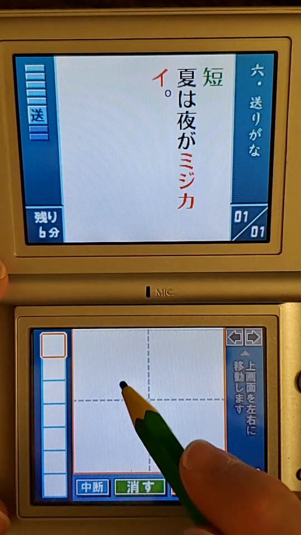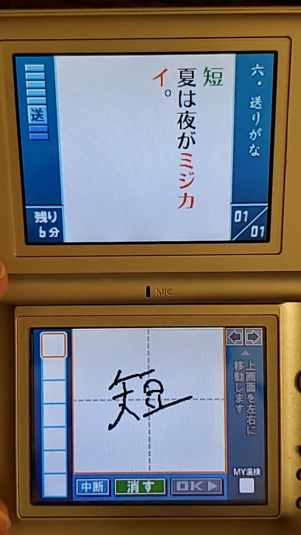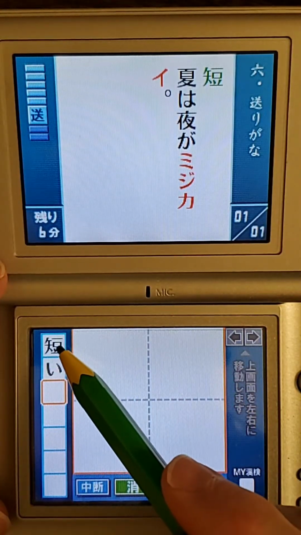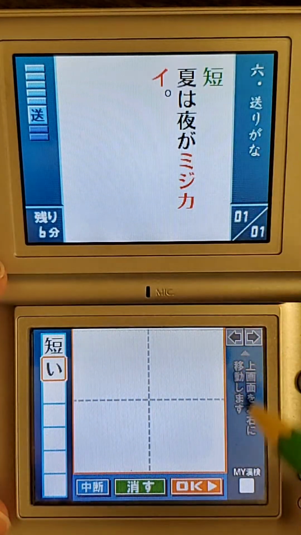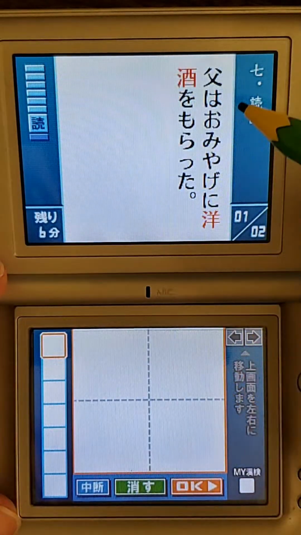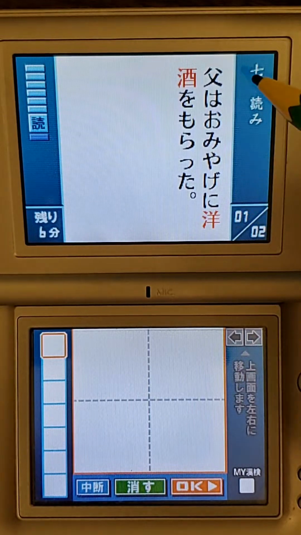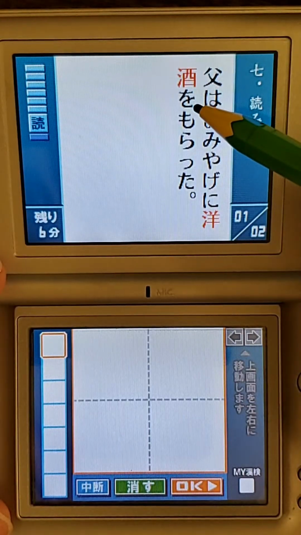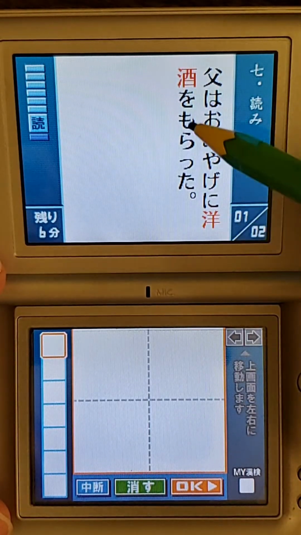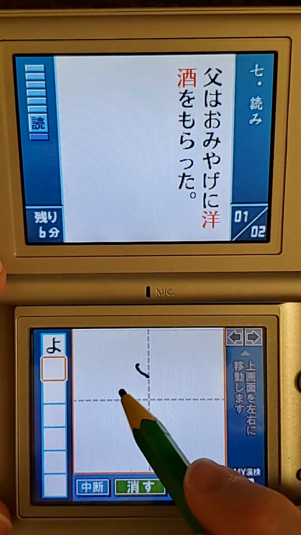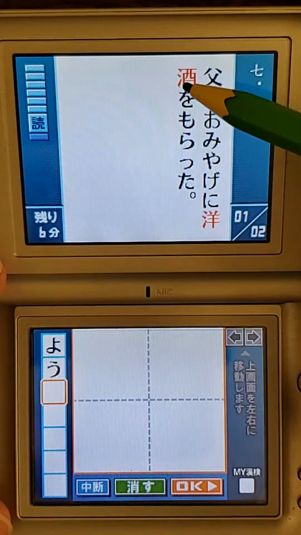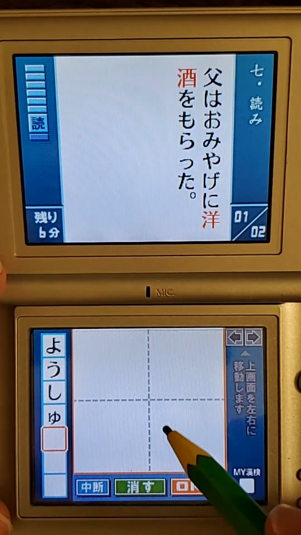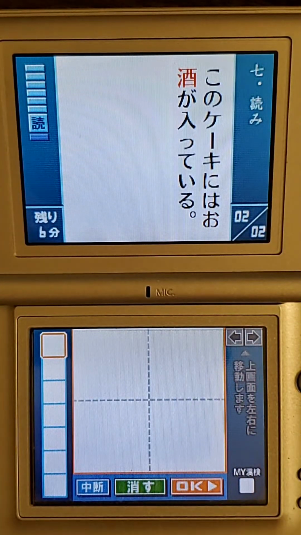Natsu wa yoru ga mijikai. So take this kanji here. It gives you the kanji, so it makes it easier. You just got to know the reading. Mijikai. So that reading is mijika and then i. So you got to put the whole thing. Mijikai. All right, here we take the kanji and we just put the reading of the kanji. So chichi wa omiyage ni yozake. No, I think yoshu o morata. Anyway, I know this is yo. It's either zake or shu. Yo zake, yo shu. I'm gonna go with shu. Shu. Nice. Like Western alcohol.